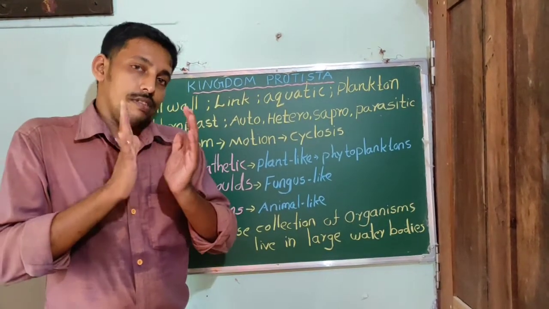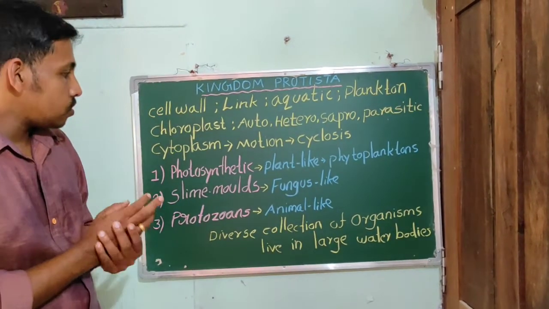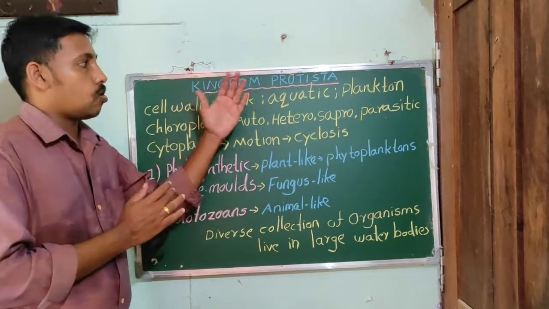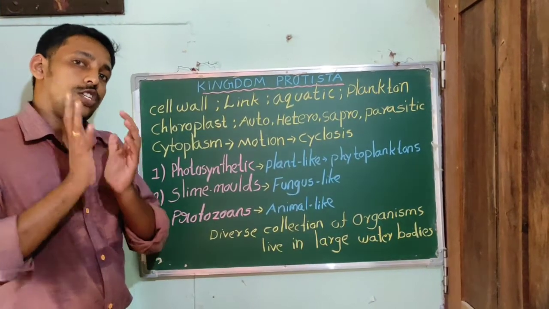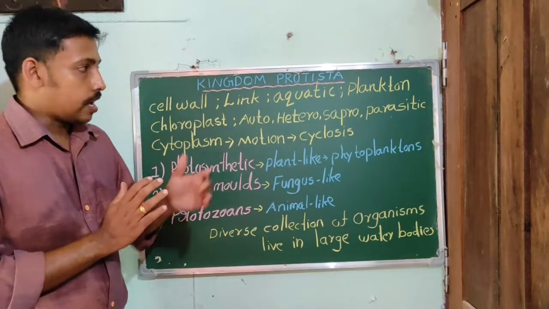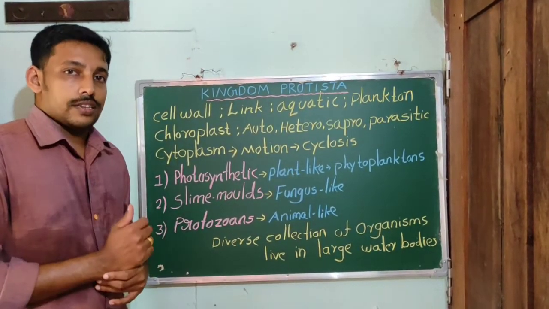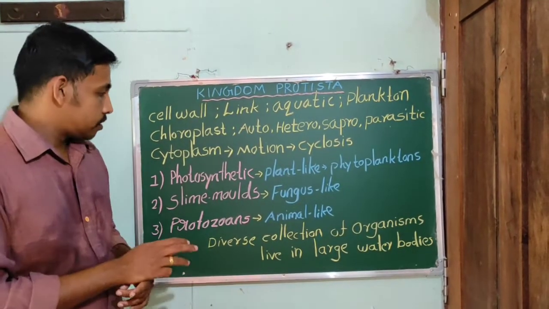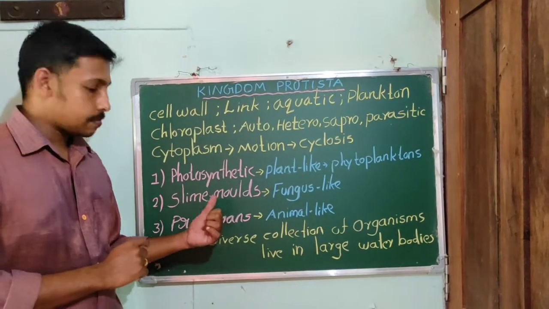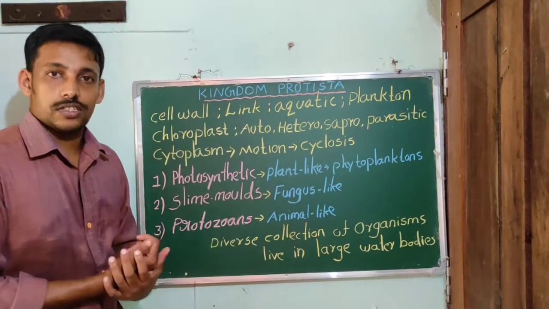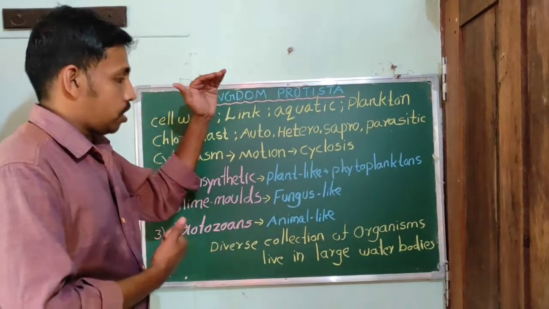And this kingdom is mainly divided into 3 groups. What are the main groups of Protista? We know that these are unicellular eukaryotic organisms, which are classified into 3 major groups. They are photosynthetic protists, then slime molds, then protozoan protists. So these are the 3 groups coming under the kingdom Protista.